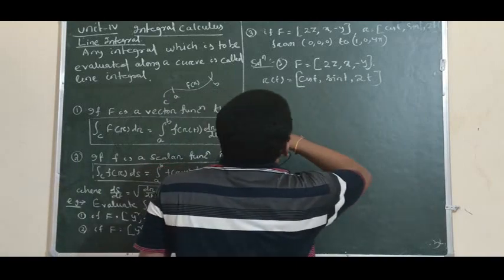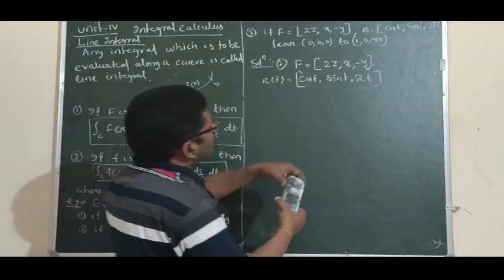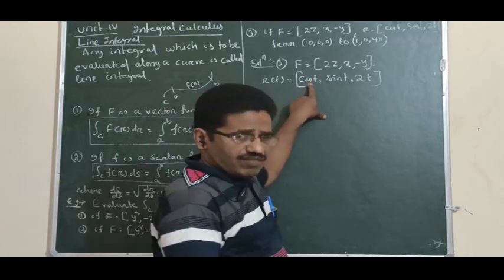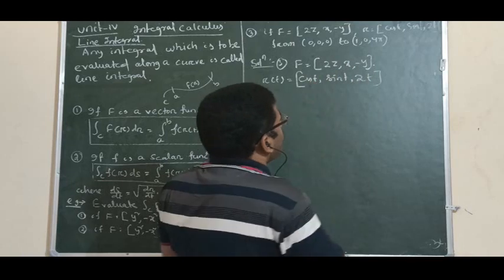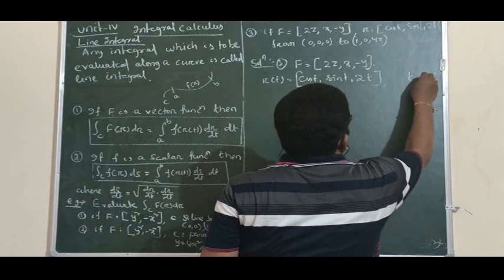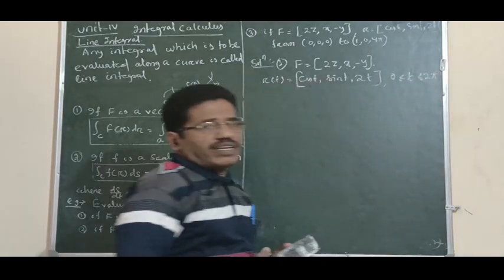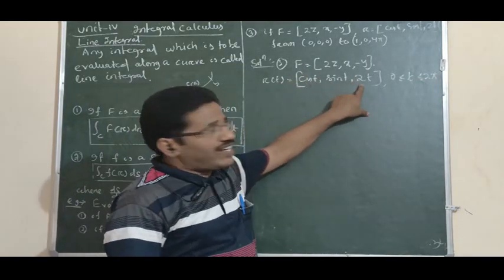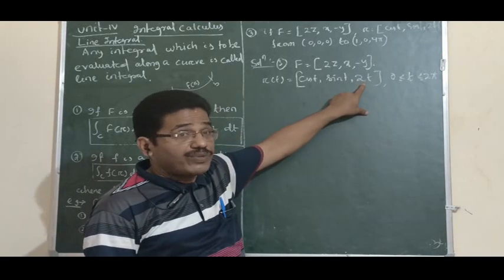And we will find the limit points, because here cos t is the coordinate of x. X is moving from 0 to 1, so t will move from 0 to 2 pi. In x, y, z, which one is very simple? Your z coordinate is very simple. Z equal to 2t.